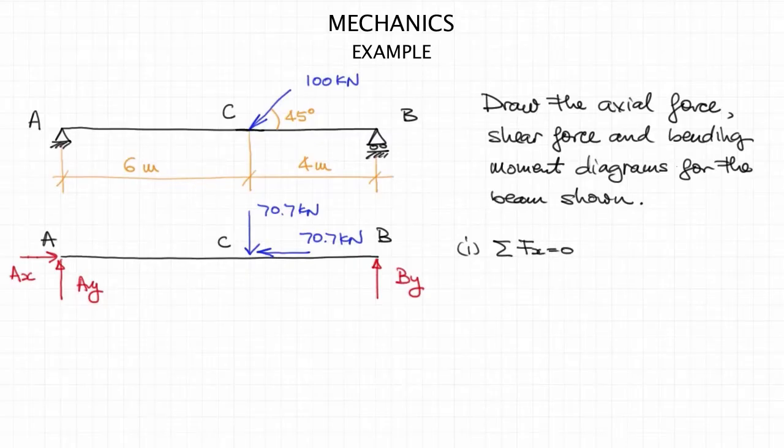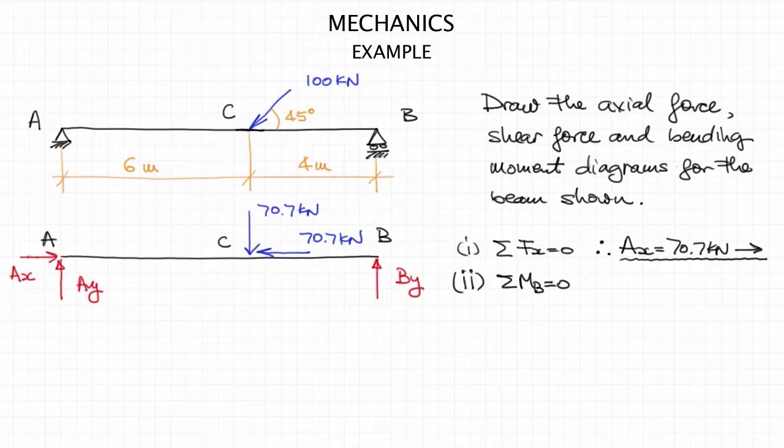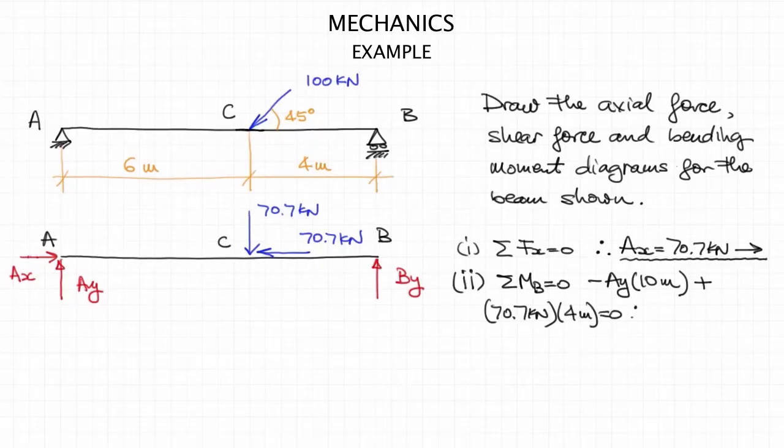So let's proceed to solve for the reaction forces. Very quickly, sum of the forces along X will give us the reaction force at Ax equals 70.7 kilonewtons going to the right. And then if we sum the moments at B, we can solve for the vertical reaction force at A, Ay, and that will be equal to 28.3 kilonewtons going upwards.